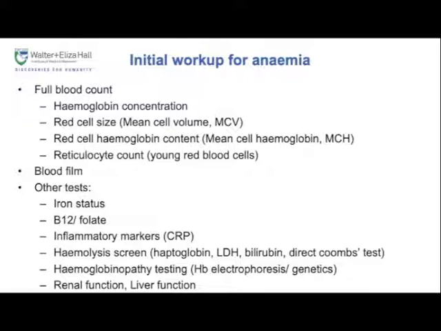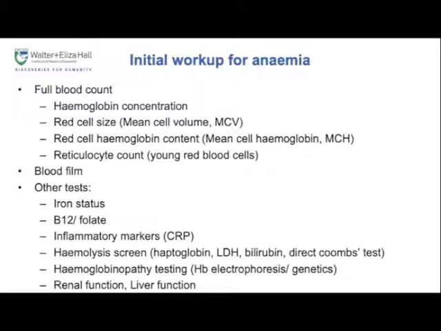So the first thing is obviously I found out they're anemic because we had a full blood count. This is done on an automated analyzer, and it gives us the hemoglobin concentration, the red cell size, the amount of hemoglobin in a red cell, and the reticulocyte count if you ask for it. And that's the young red cells. We do a blood film, which allows us to look at the blood and try to discern if there's morphologically any changes. And then we look at other tests.